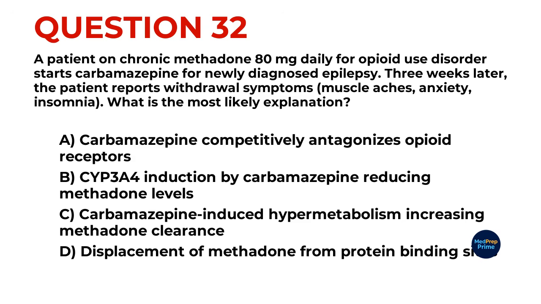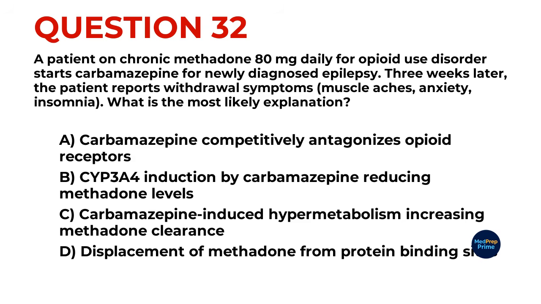A patient on chronic methadone 80 mg daily for opioid use disorder starts carbamazepine for newly diagnosed epilepsy. 3 weeks later, the patient reports withdrawal symptoms, muscle aches, anxiety, insomnia. What is the most likely explanation?